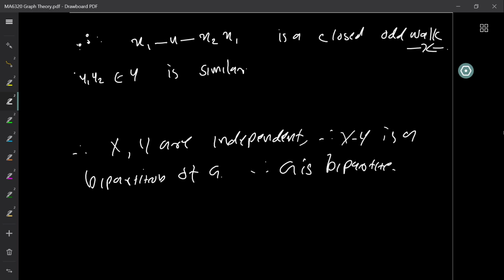So for each component, one can show that the component is bipartite, and then you can just put these together to get a bipartition of the entire graph. Okay, so we have proved that every bipartite graph contains no odd length cycle, and every graph without any odd length cycle is bipartite.